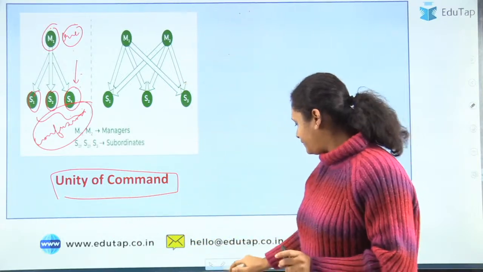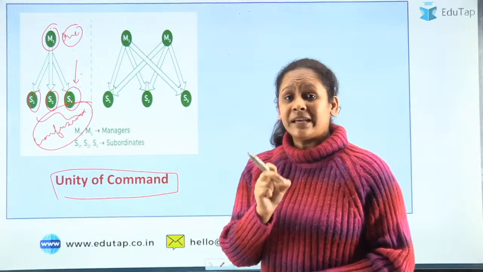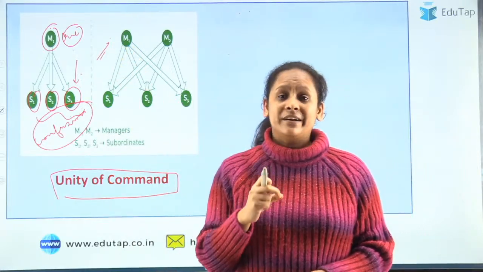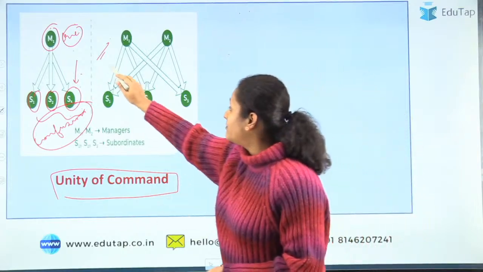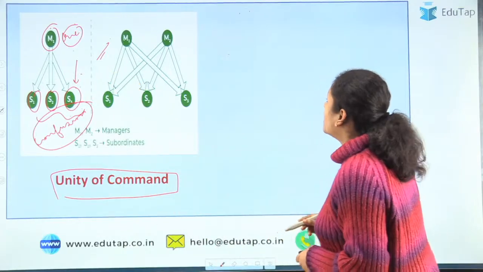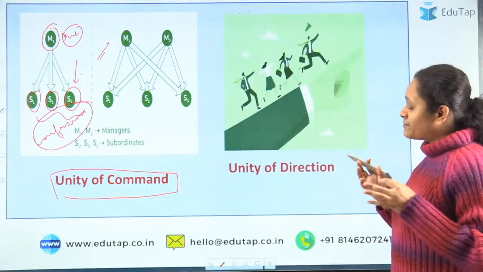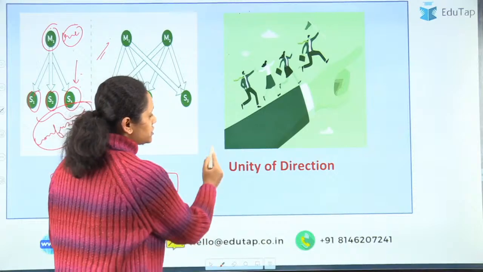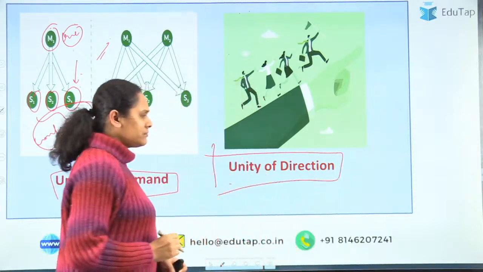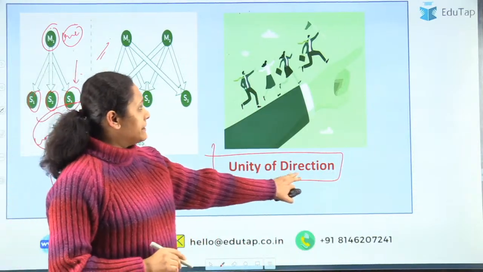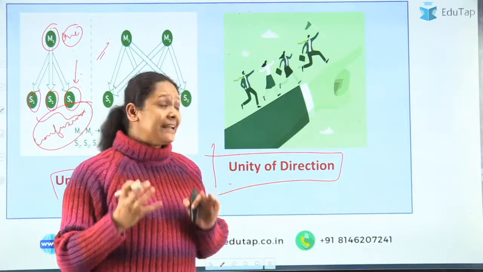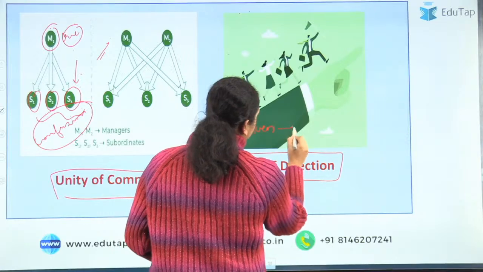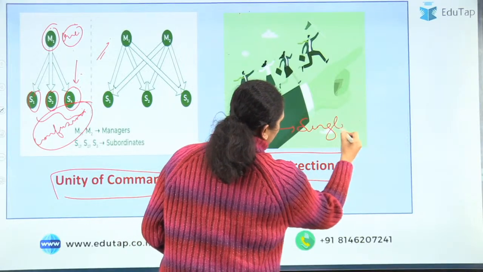Now, can you tell me how this is different from Taylor's scientific theory? Do let me know how this is different from Taylorism in the comment section. Now, let us understand the next principle which was given by Henry Fayol. The next principle was unity of direction. What does it simply mean? Unity of direction simply means that for any given task, there should be a single boss.